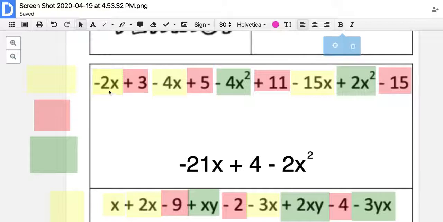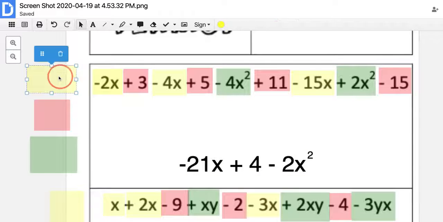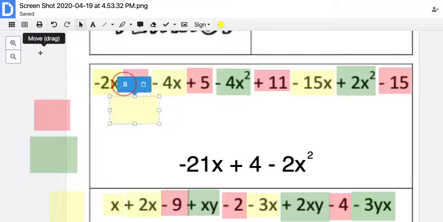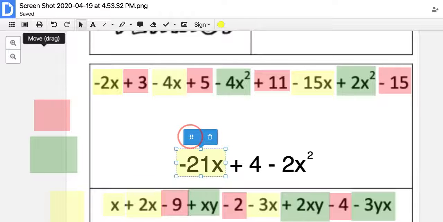So I see that all of them are negative, so that means I can add them because they're the same sign. So if I add negative 2 plus negative 4 plus negative 15, that will give me negative 21x. So that's my first term, which is negative 21x.